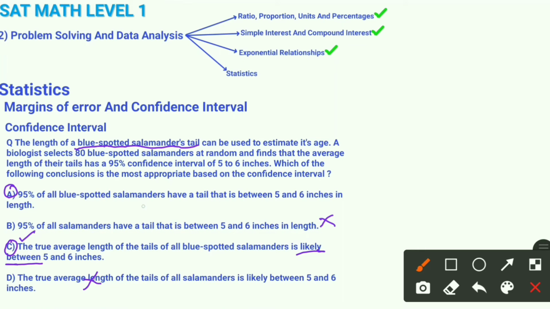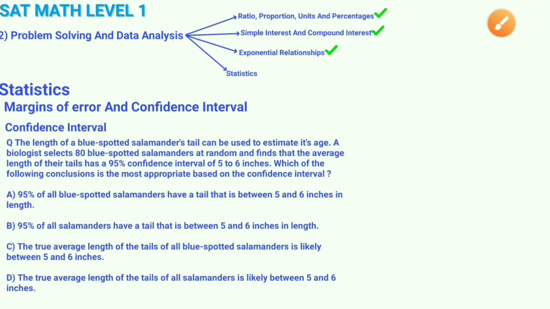A is saying that they have a tail that is between 5 and 6 inches. It's talking about fact. Even though statistics is used to give information, it's not always necessarily true. Okay, that's why this one is wrong and this one is correct. So C is the correct answer.